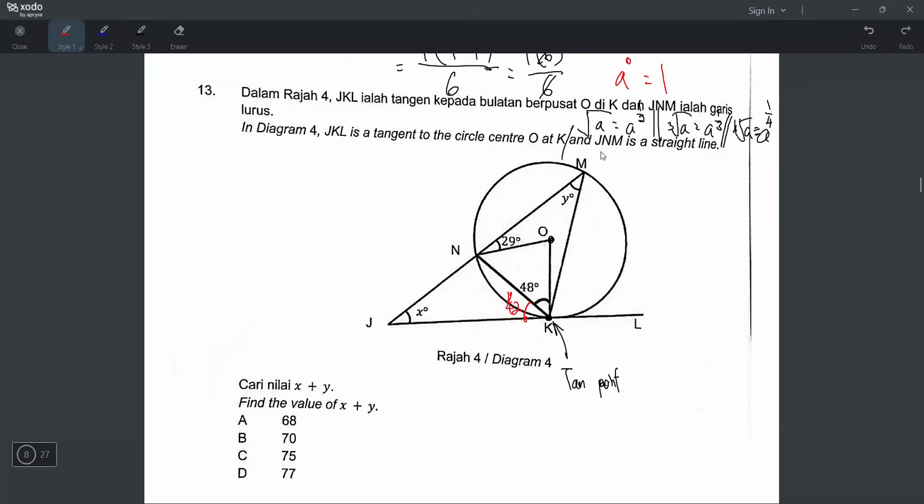Okay. And then JNM is a straight line. This is a straight line. So the total angle here is 180. Find the value of x plus y. Okay, I can see this is 48 also.